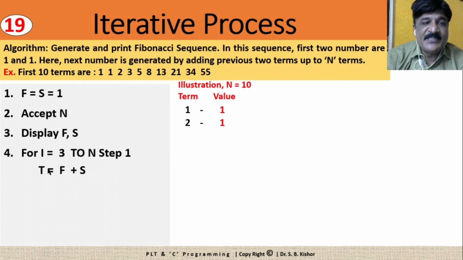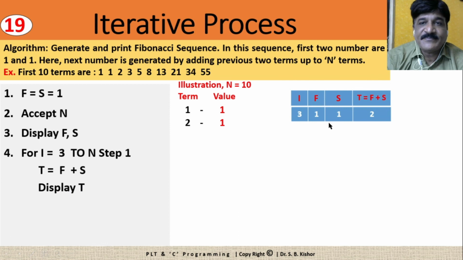Now display this third number. So see, 1 plus 1. We are going to print the third number. The value of f is 1, the value of s is also 1. So 1 plus 1 is 2. So now print the value of this, that is 2.